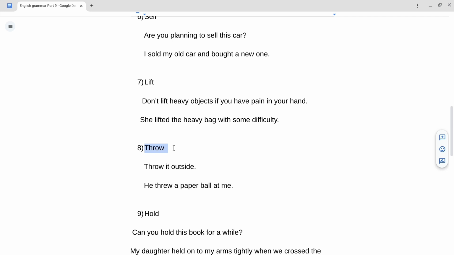So you let go of whatever is in your hand with some power, and you aim at a particular position. That is called a throw. Throw it outside. He threw a paper ball at me. Throw, the past form is threw.